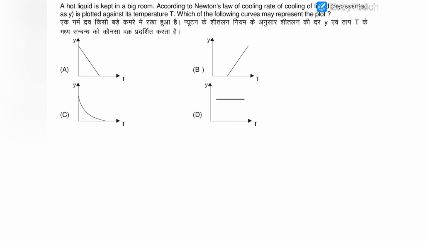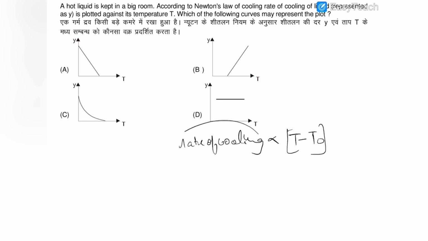In this question, it is given that a hot liquid is kept in a big room, and according to Newton's law of cooling, the rate of cooling is plotted against the temperature of the body T. So we have to find out which of the following curves is the correct representation of rate of cooling versus temperature of the body. So we know that rate of cooling is directly proportional to the temperature of the body minus temperature of the surroundings.